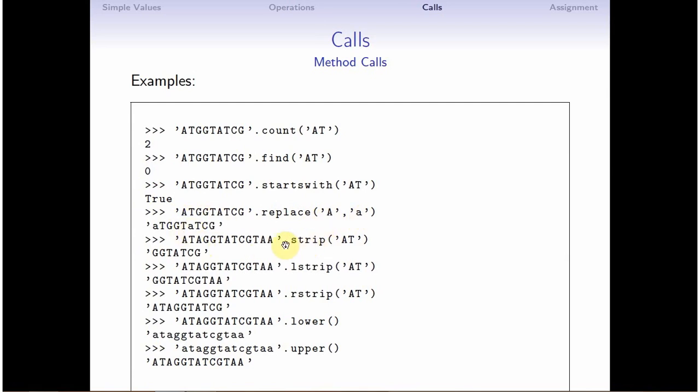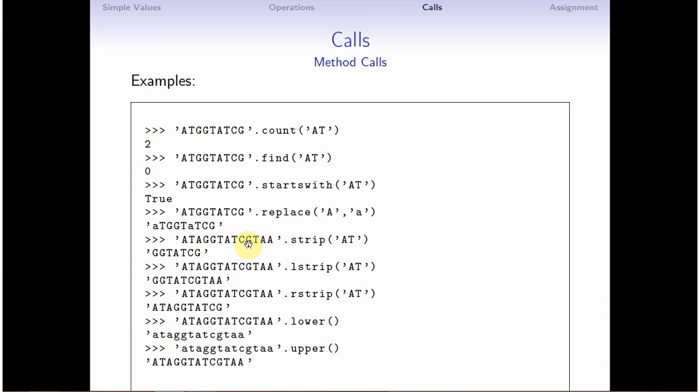Strip: strip away all the AT. As long as there's a letter A or T, you strip it away. So A, T, T, and this T, A get taken out, all the most left and the most right. So strip all, and what is left is G, G, T, A, T, C, G.